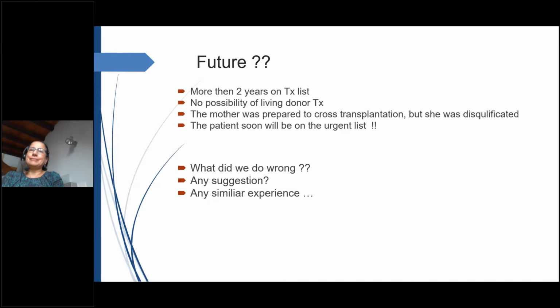The last slide. Just two more things, because you probably wanted to ask why he was not transplanted. He was more than 2 years on the waiting list. There is no possibility of living donor transplantation from any of the family because of the different blood group. I also tried to prepare him for cross transplantation. It was impossible. And now he will be on the urgent list, but it will be when we have a clean blood culture.